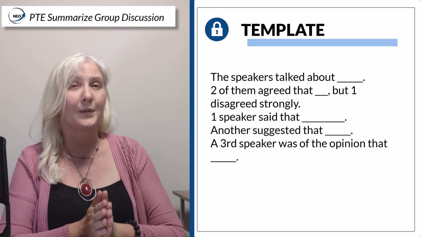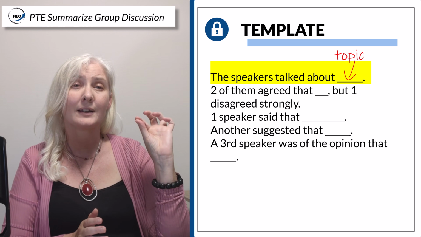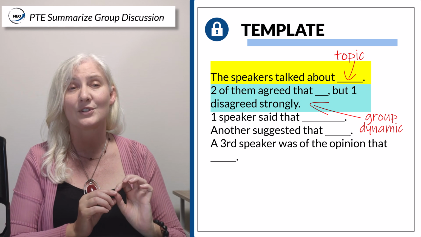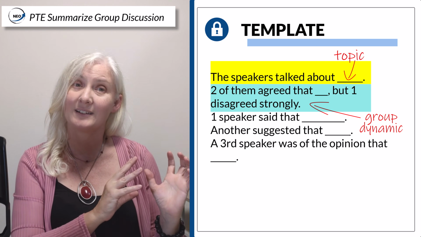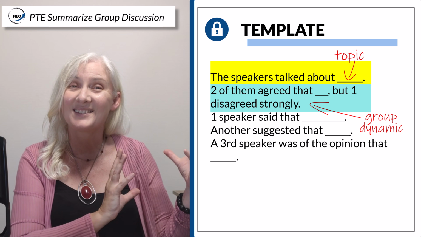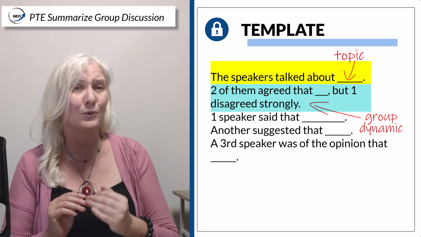The most important thing is to say the topic and the group dynamic first. Those are easy ways to get big points, so say them early. That way you get the big points, even if you run out of time for smaller details. Now, let's try a practice example.